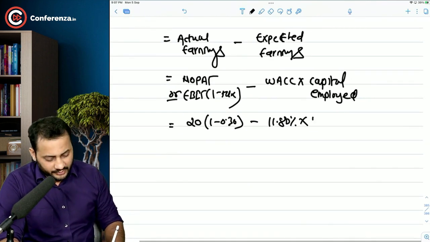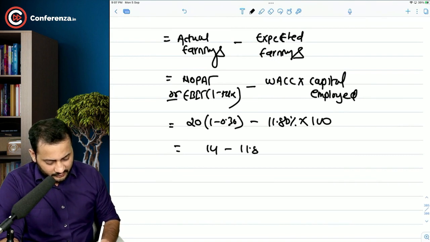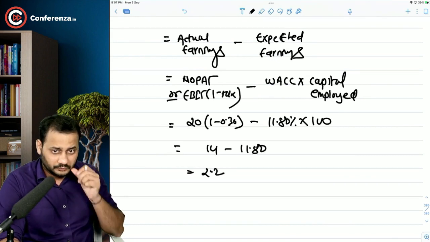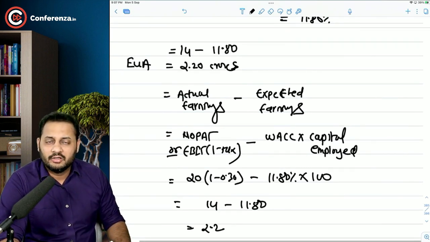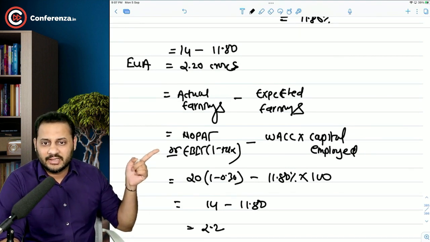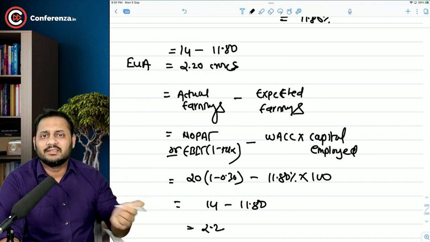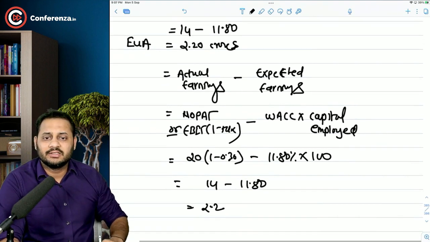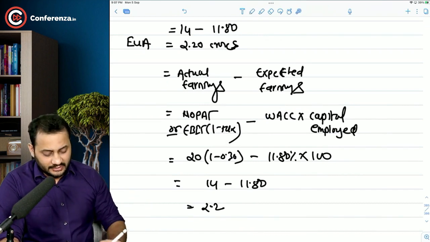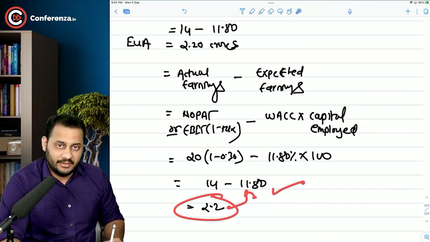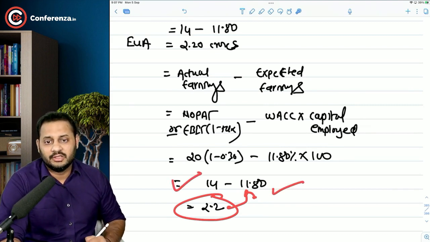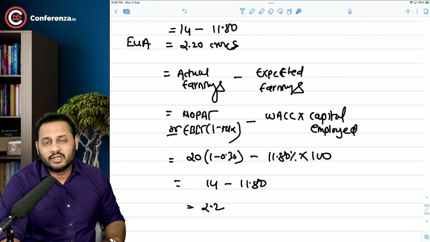So 11.80 into 100. So that's 14 minus 11.80. That's 2.2. This is the economic value added. A simple and short formula for economic value added is this: EBIT (1 minus tax), which is the actual earnings, minus the expected earnings. Whatever is the extra that you have earned, or we can say this much you have added on 11.80. We expected this much only, but you have earned an extra for us. That is the value added over our expectation. That's what we have to do in the coming questions.